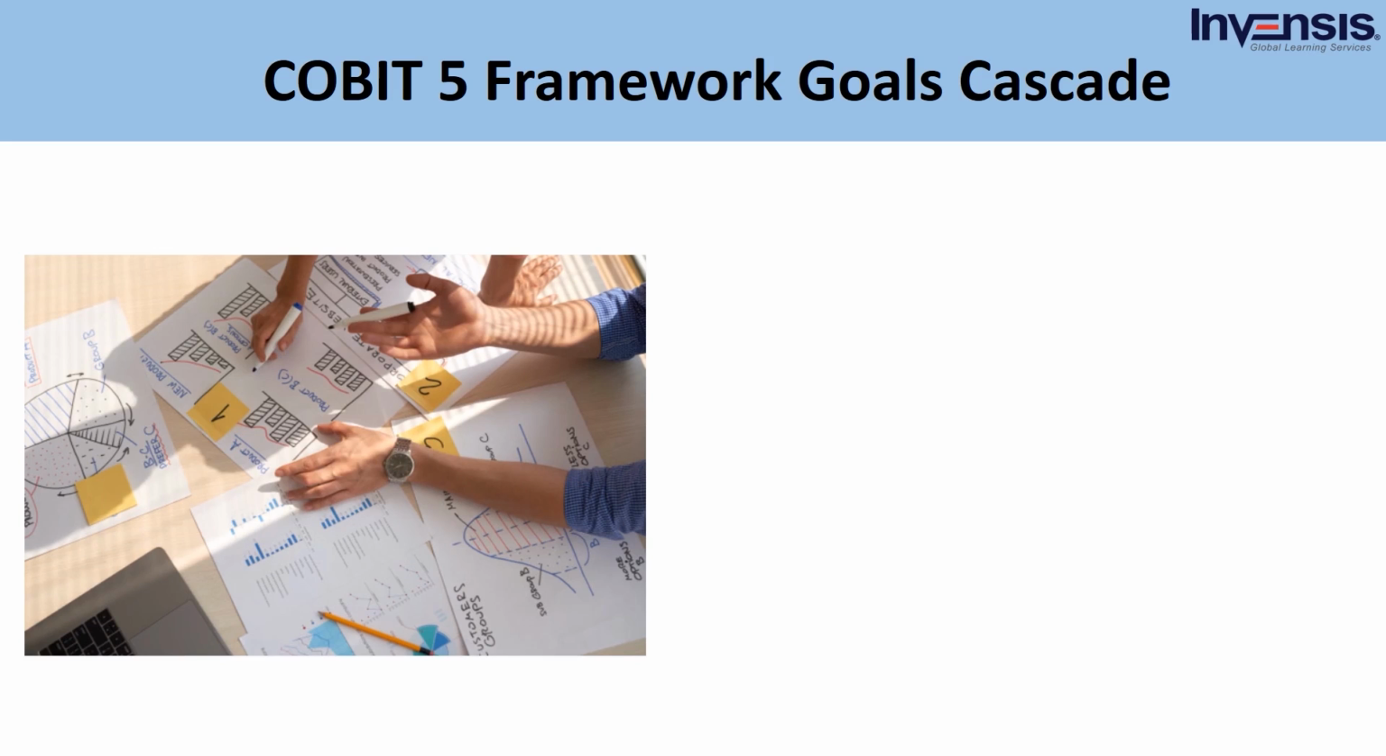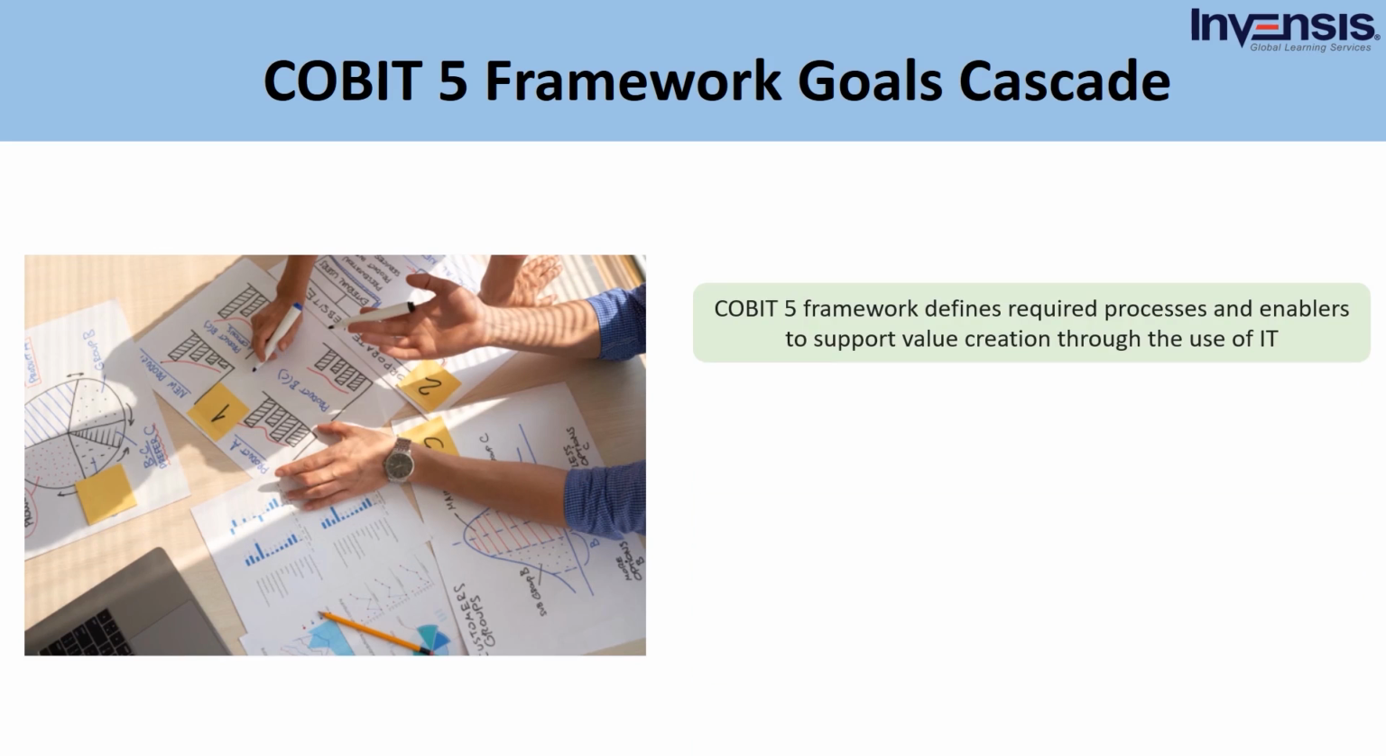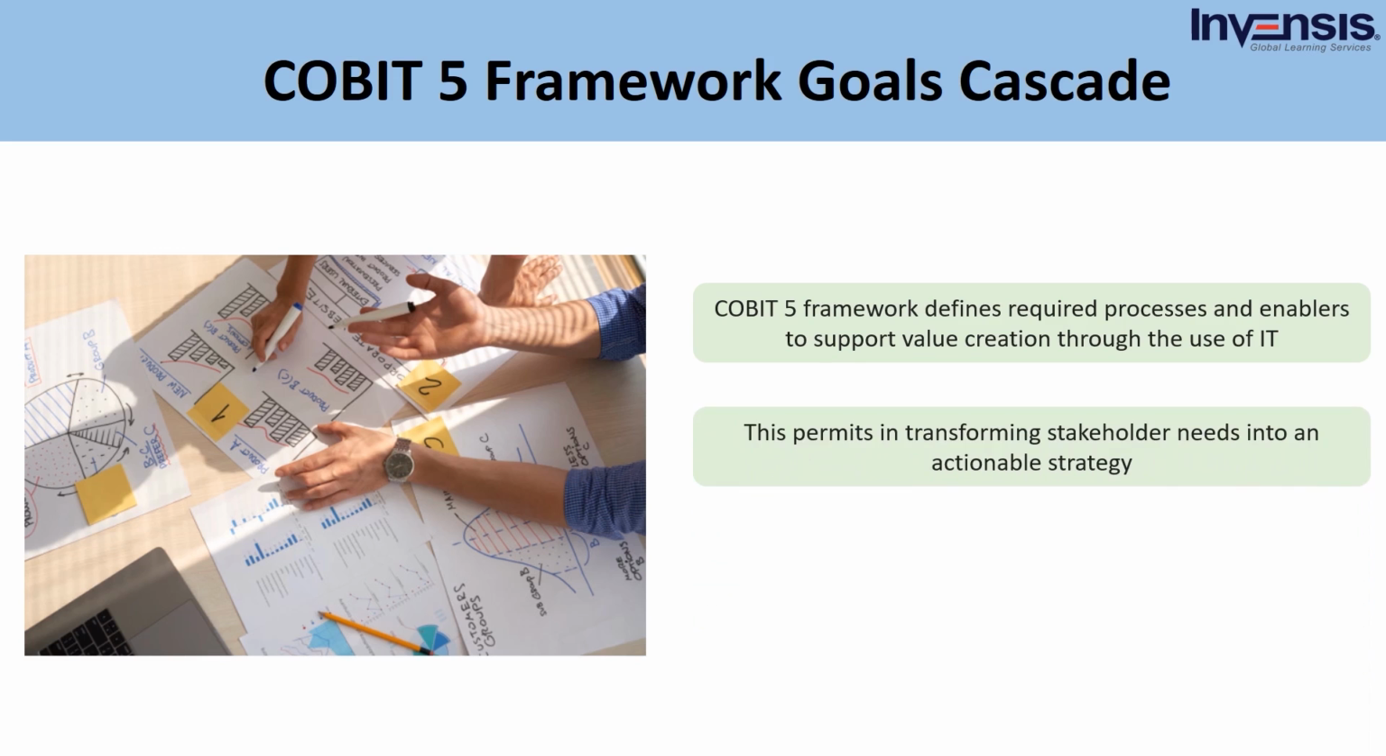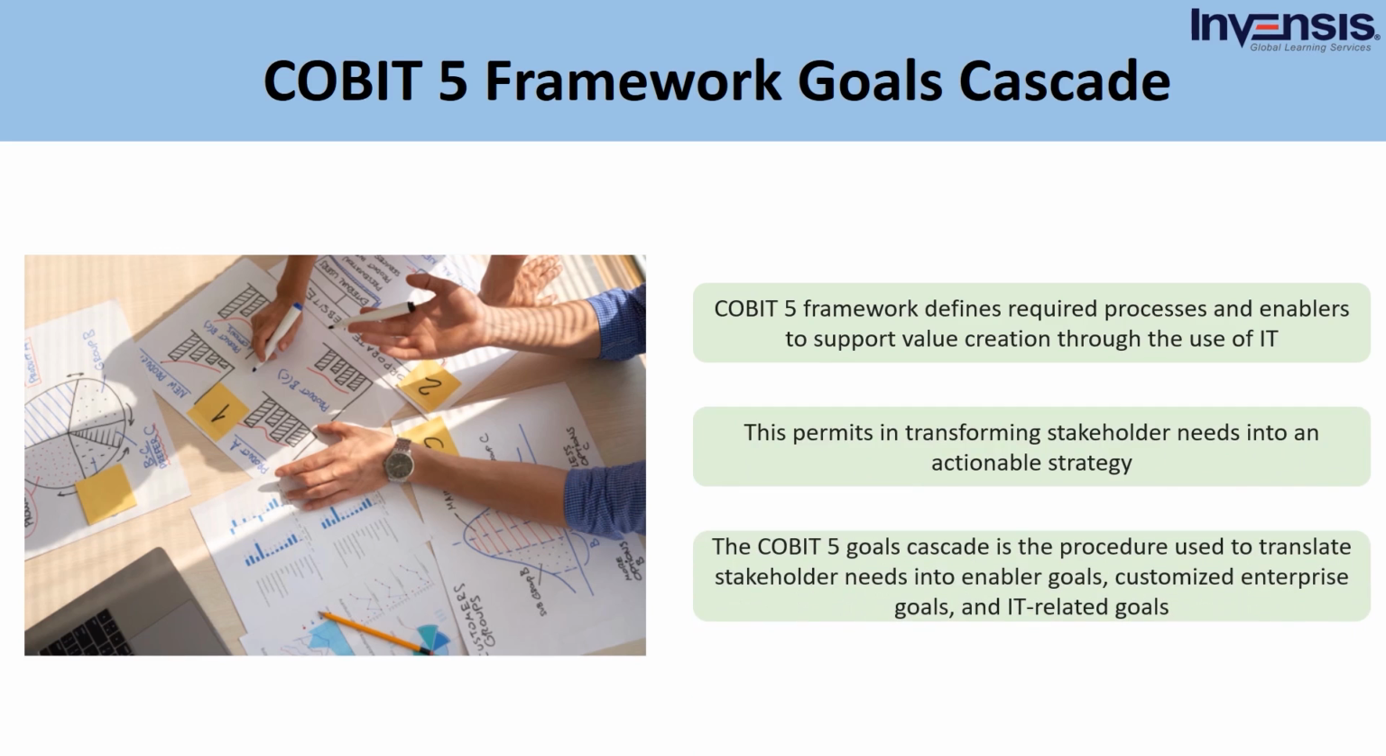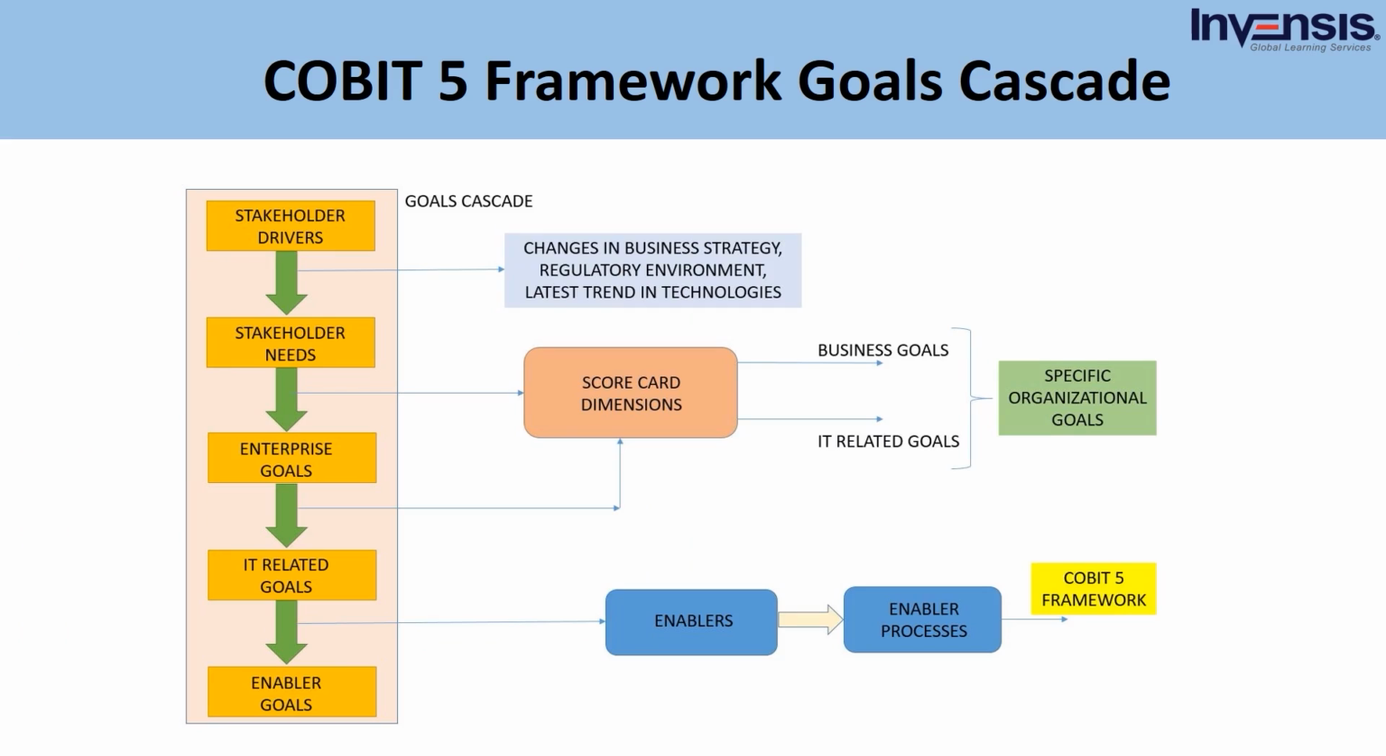COBIT 5 framework defines required processes and enablers to support value creation through the use of IT. This permits in transforming stakeholder needs into an actionable strategy. The COBIT 5 goals cascade is the procedure used to translate stakeholder needs into enabler goals, customized enterprise goals, and IT-related goals. We are going to understand the architecture of the goals cascade now.